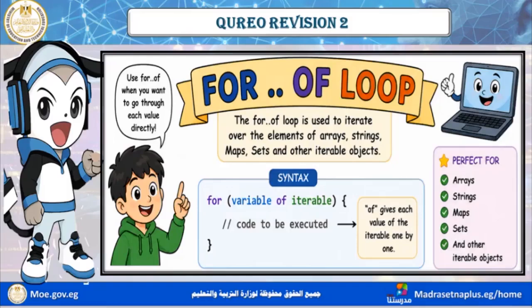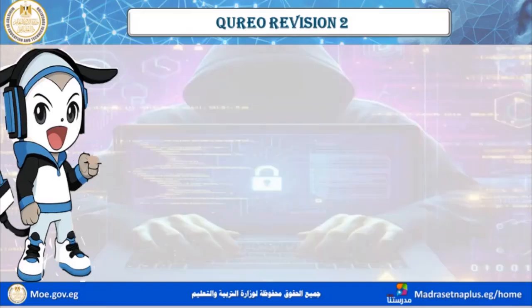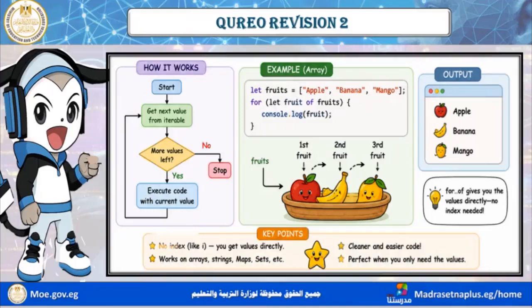Let's have an example. See how it works. Let fruits equal apple, banana, mango. We have 3 items here. So for let fruit of fruits, fruit is a variable and fruits is the array. console.log fruit. What will be the result?